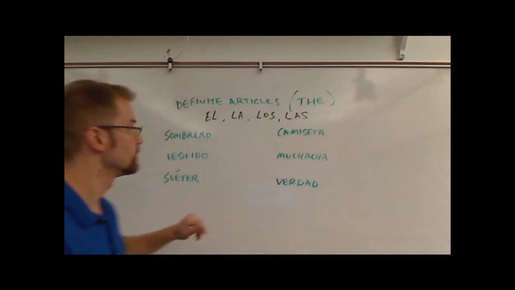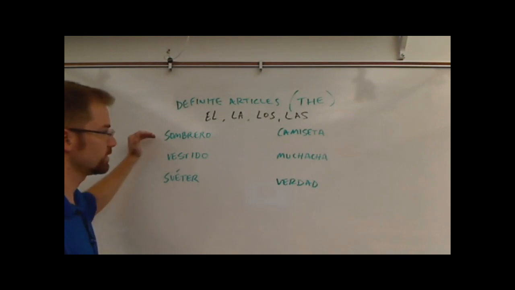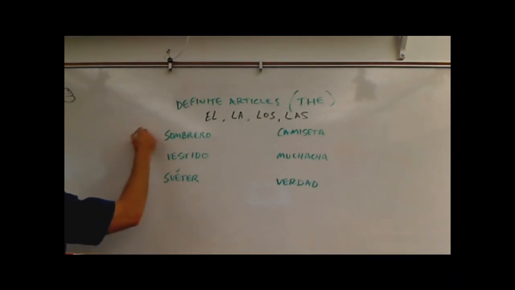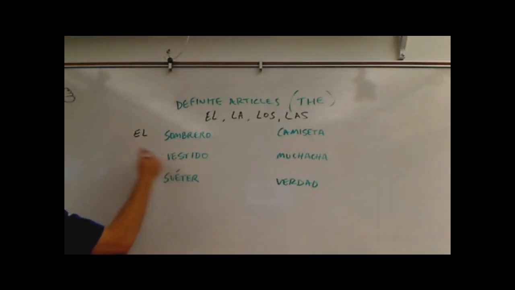One more time. So over here I've got 3 masculine nouns. If I wanted to say instead of just hat, the hat, you would just put the word the in front of it, which is the word el. So el sombrero would be the hat. Dress, we have el vestido for the dress, and suéter for sweater, we would say el suéter.